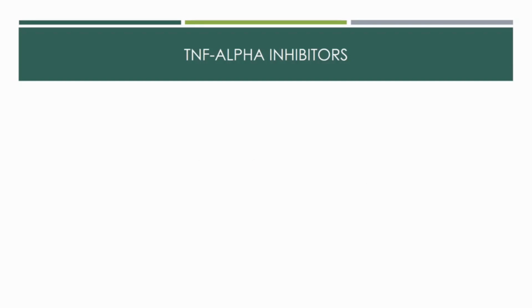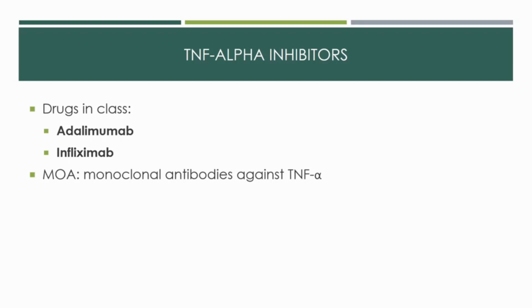The last of the immunosuppressive drugs we'll discuss here are the TNF-alpha inhibitors. There's not a whole lot you have to know about these drugs, but recognize the names. The two you'll most commonly see are adalimumab, that's Humira, and infliximab. These are monoclonal antibodies that bind to and inactivate TNF-alpha.